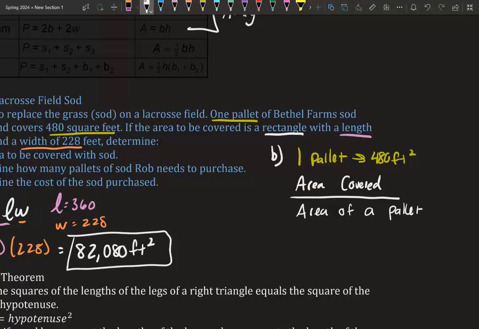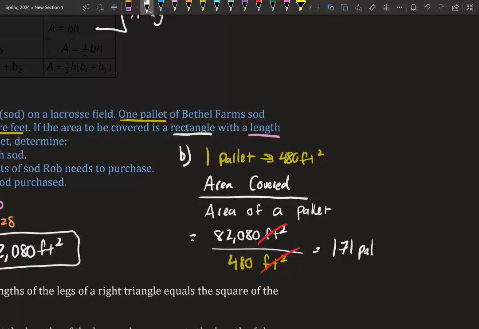So the area we need covered, that's from part A. That's 82,080 feet squared. And we're going to divide that by how much is per pallet, and that's 480 feet squared. Since they both have feet squared, they cancel. That's a common unit. So 82,080 divided by 480, we get 171 pallets. So you need 171 pallets to cover this field.